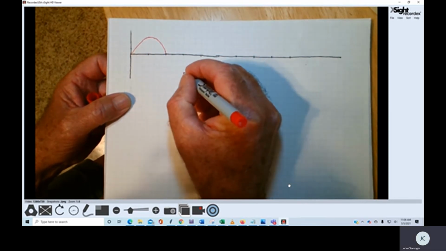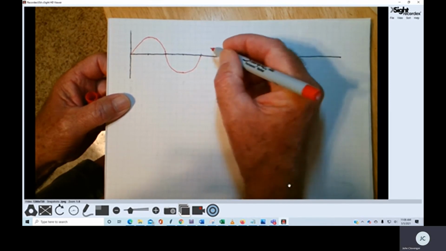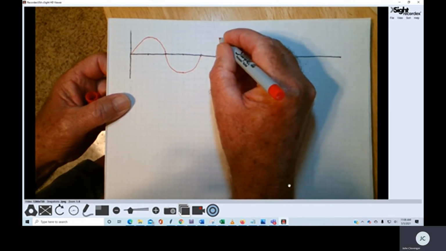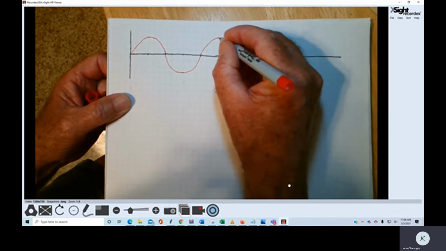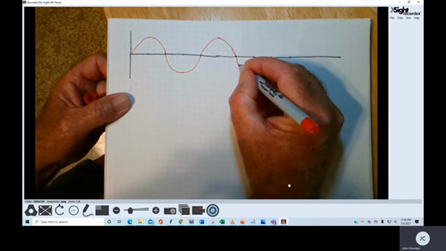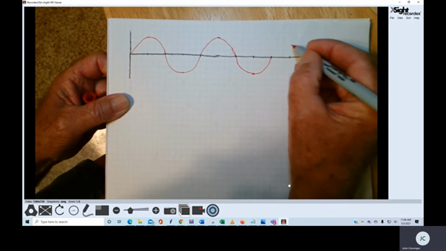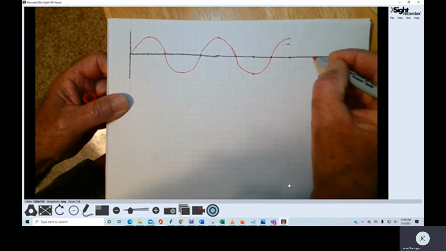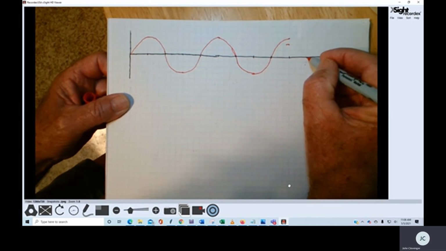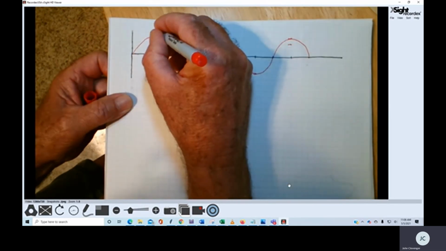And let's see, this is my negative peak point. Good, I'm doing good so far. And right here, and oops, that slipped a little bit. And let's do one more cycle. Oops, too low. I missed my mark. There we go. So this would be phase A.